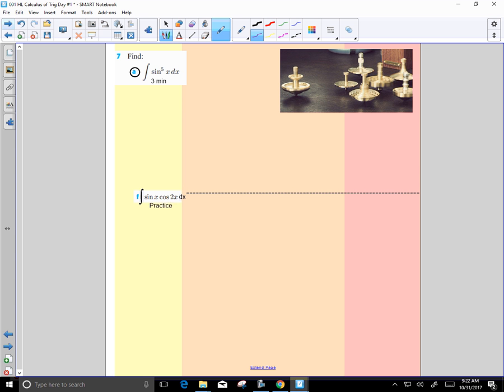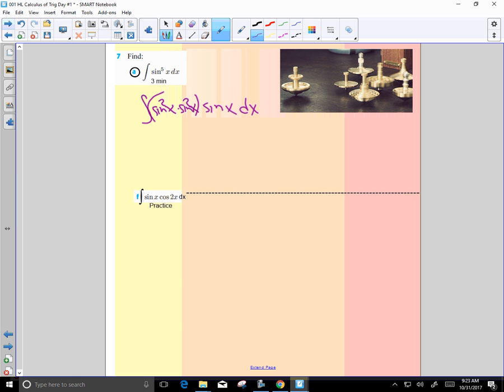Do you want to see A, 7A? How many want to see 7A? Okay, I figured. So we need that stray. Now what's the stray going to be this time? Since it's sine to the fifth, it's going to be a sine x dx. So what do we want everything else to be in terms of? Sine squared. Yeah, right. We want to have it in terms of cosine. And the only way to do that is going to be sine squared times sine squared.